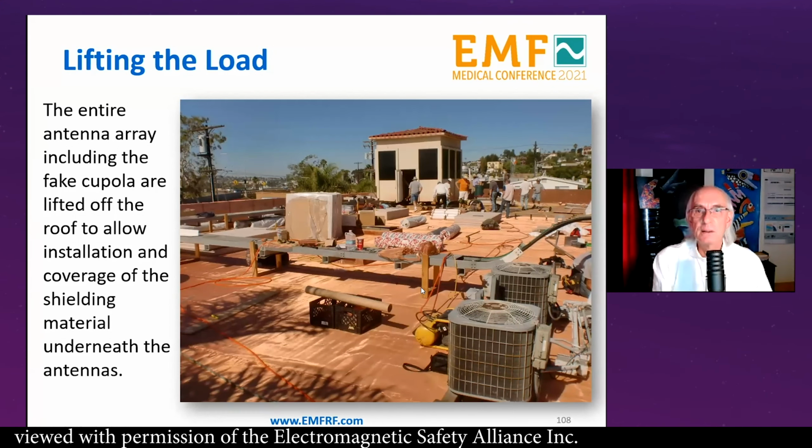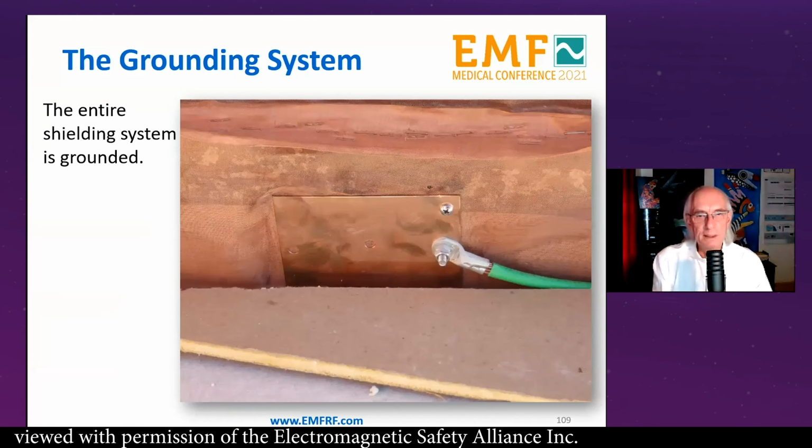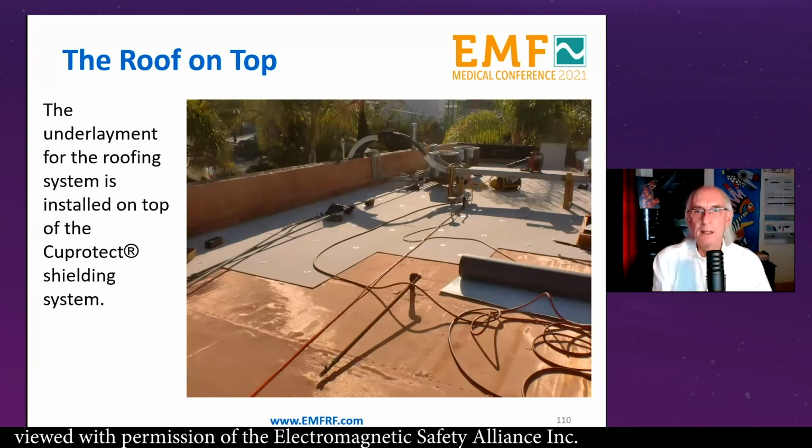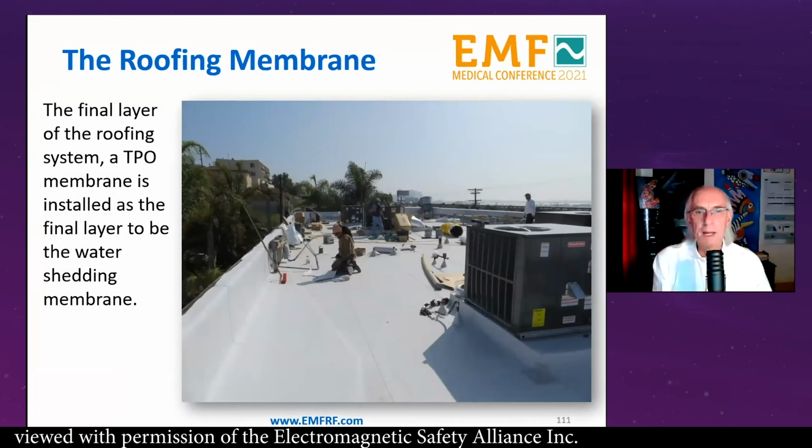And you can see the whole roof. They actually lifted this off so that we could put the material underneath it, and then the service provider put it back down on the bottom. We need to ground the system, as mentioned before, and then the regular roofing membrane goes back on top, and here's the completed roof assembly.